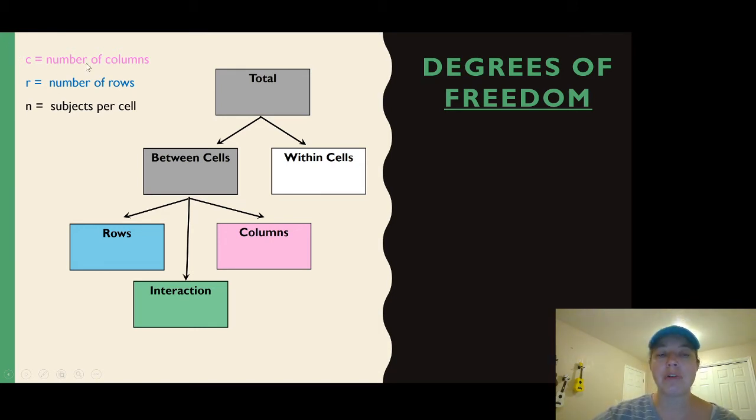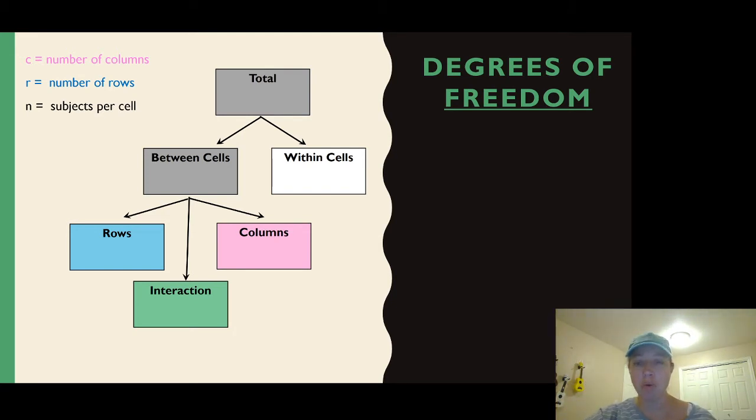So C is the number of columns. Now, if you think back to our means table, columns were our stimulant. We had 3 stimulants: the placebo sugar pill, the caffeine, and the electric shock / cash payments. So little c in this case is 3. We have 3 columns, 3 stimulant levels.